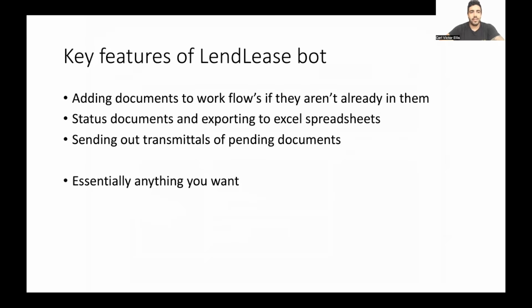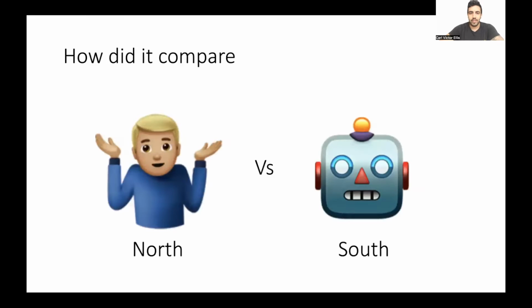Some of the key features of the LendLease Bot I created were adding documents to workflows if they aren't already in them, statusing documents and exporting to Excel spreadsheets, sending out transmittals as you just saw, and essentially anything you want. It's up to the programmer to decide what you want to do and how you want to implement it, and just a matter of sorting out all the exceptions.